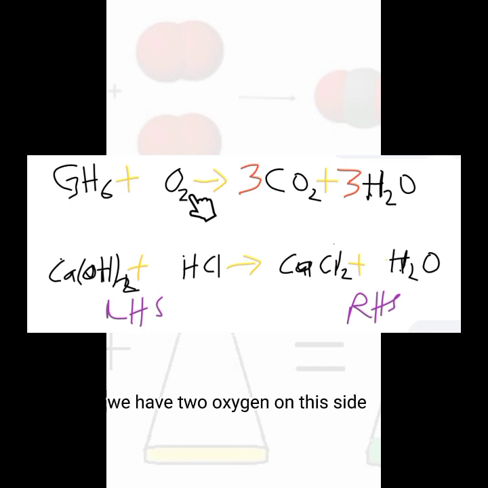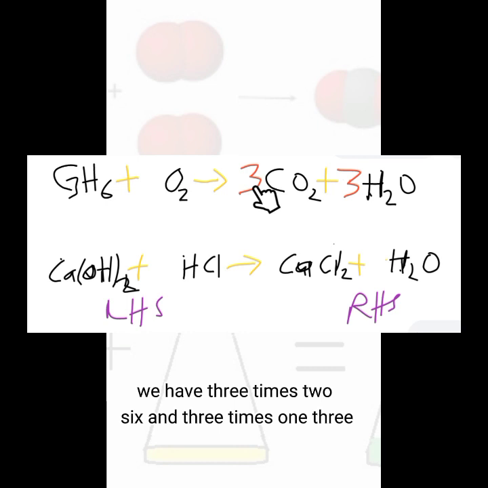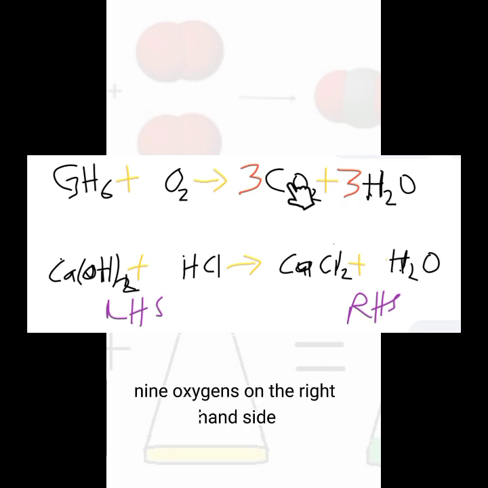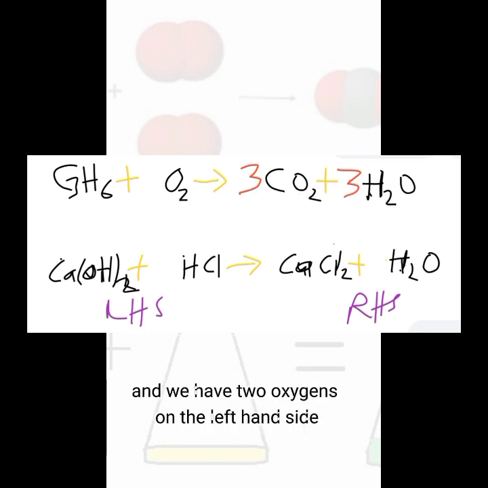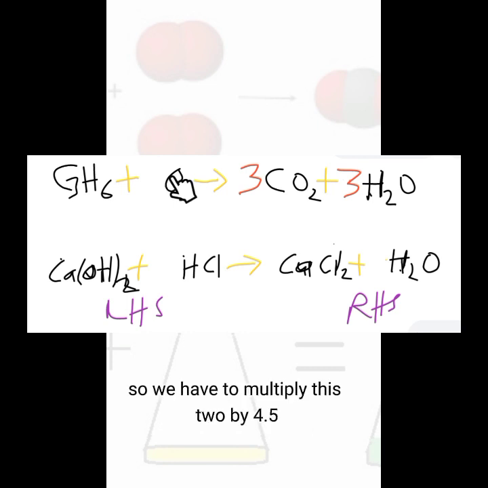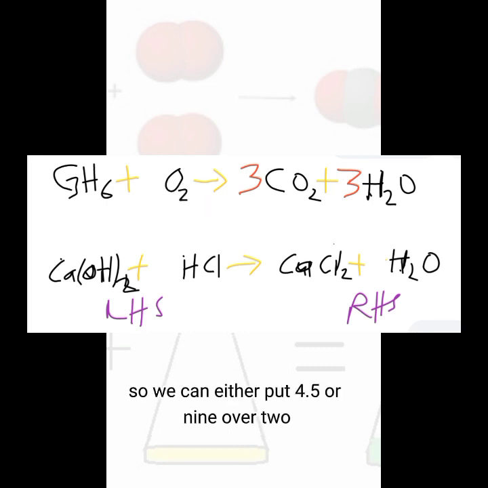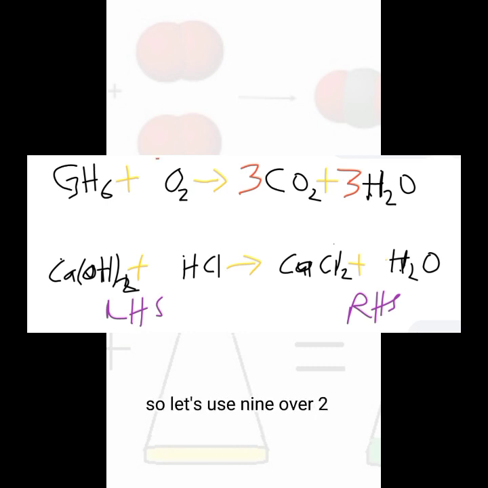So on the left hand side we have 2 oxygen, but on the right hand side we have 3 times 2, 6, and 3 times 1, 3, so 6 plus 3 making 9. So we have 9 oxygens on the right hand side and we have 2 oxygens on the left hand side. So we have to multiply these 2 by 4.5. That's 4.5 multiplied by 2 will give us 9. So we can either put 4.5 or 9 over 2. So let's use 9 over 2.